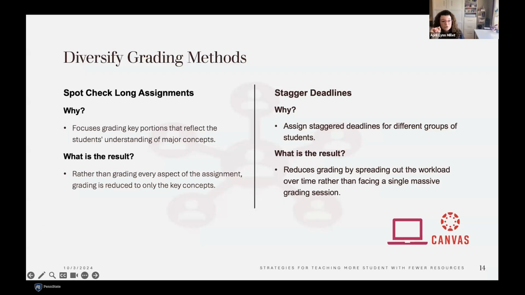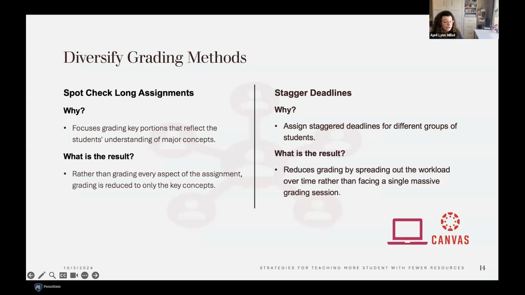So first one is spot checking long assignments. Instead of grading everything in a long assignment, just focus on grading key portions of the assignment where students demonstrate their understanding of major concepts. And again, back to rubrics, if you add rubrics for those portions, it will reduce that grading even further.